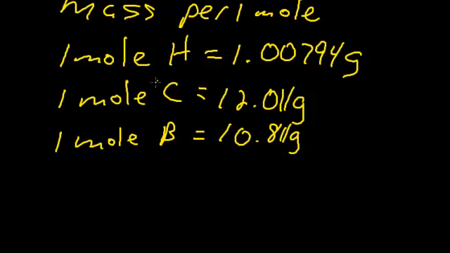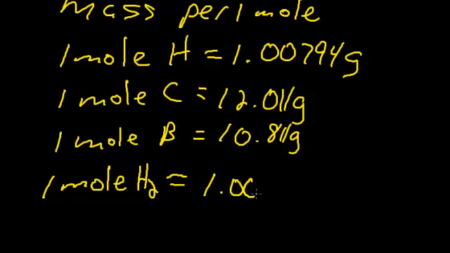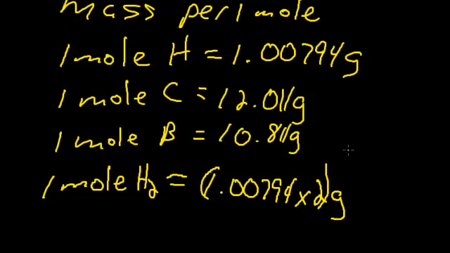And we can do this with even more elements. We can do it with molecules, like a mole of H2, which is the same thing as a mole of H and a mole of H. In other words, there's twice as many hydrogens here. This has 1.00794 times 2 grams in it, because there's twice as much hydrogen as up here.